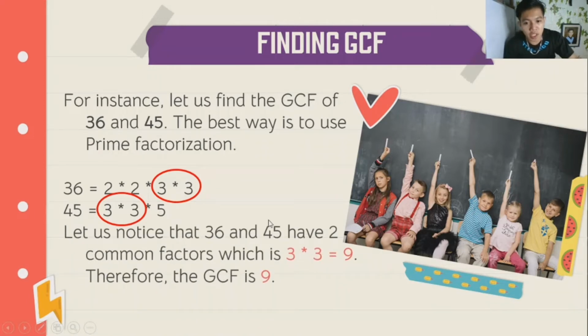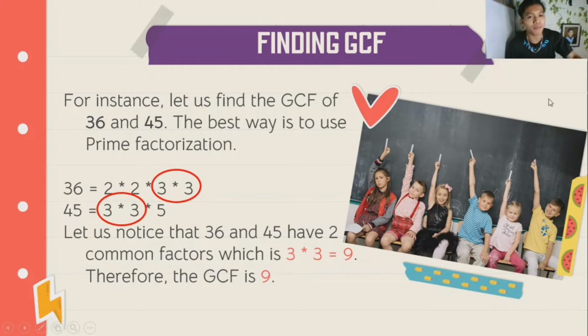Notice that 36 and 45 have two common factors, which is 3 times 3, no? Ilan ba yung 3 times 3? 9. Therefore, the GCF is 9. Ganun maghanap ng GCF. Okay? Ganun lang kasimple maghanap ng GCF. Okay? So, na-notice nyo yung pagkakaparehas ng factors ng 36 at 45. Pag-multiply mo lang sila, and that's it, no? Yung result, that will be the GCF. Therefore, the GCF of 36 and 45 is 9.